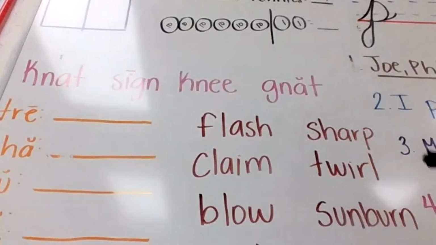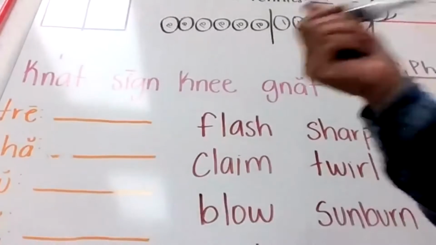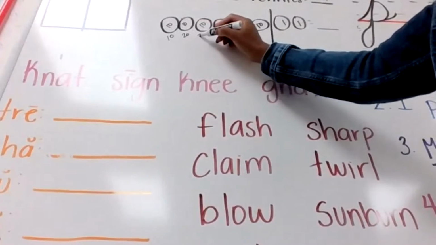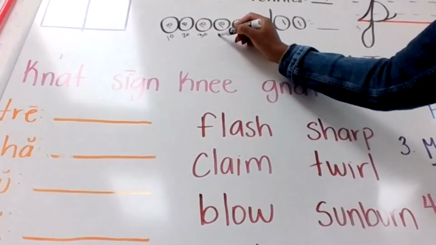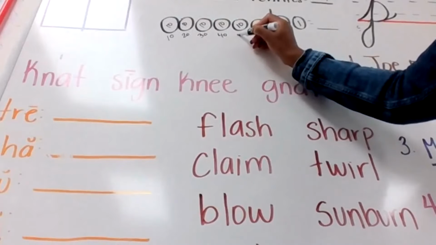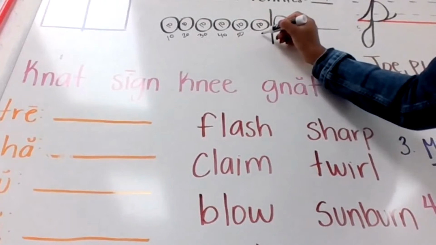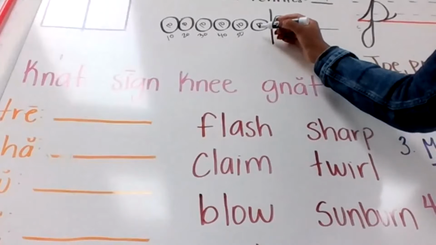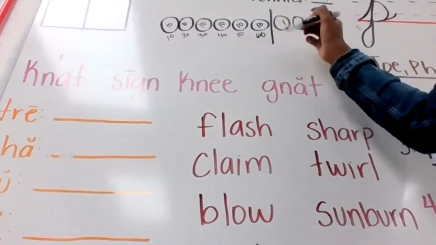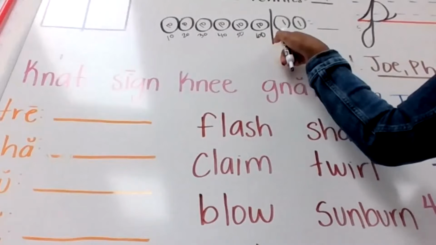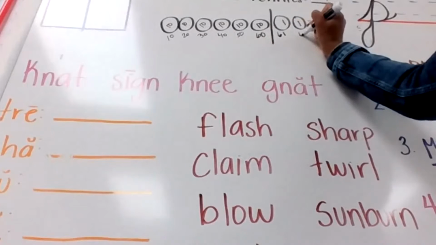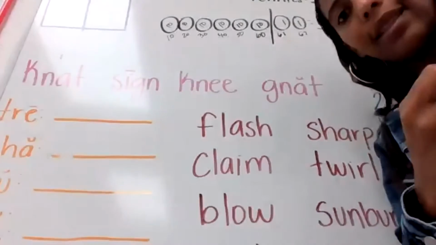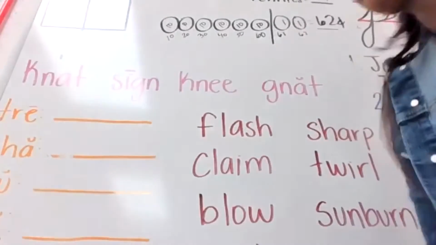You're going to count this one for us. All right. How much? 10, 20, 30, 40, 50, 60. So from 60, I start counting by ones. 61, 62. 62 cents. Good. Did everybody get 62 cents? Yes, ma'am. Awesome.